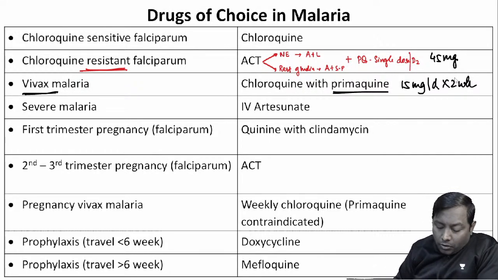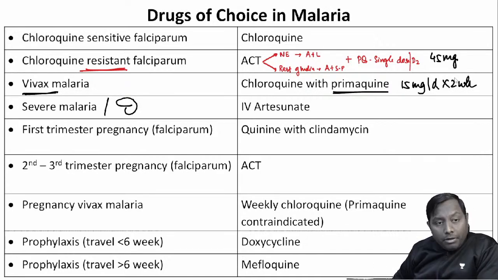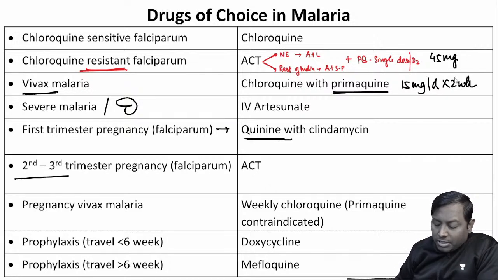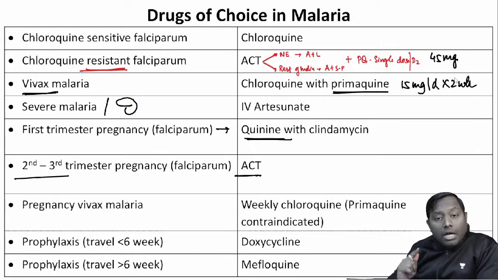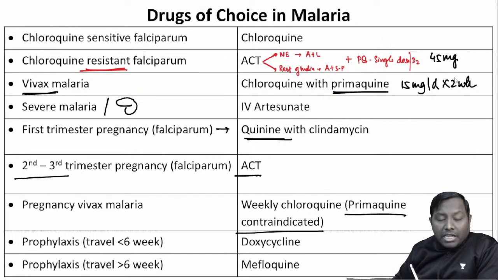In severe malaria, or sometimes they use the term cerebral malaria, IV artesunate will be the preferred agent. In pregnancy, quinine with clinda we will be using in the first trimester. In the second and third trimester we can use artemisinin combination therapy. Again remember, primaquine is contraindicated. If it is Vivax, we can give chloroquine here as well, but primaquine is contraindicated.